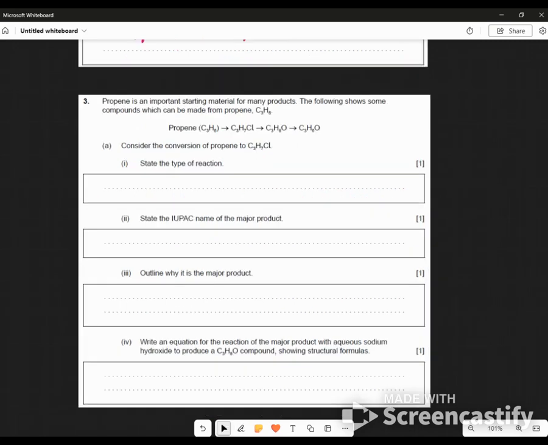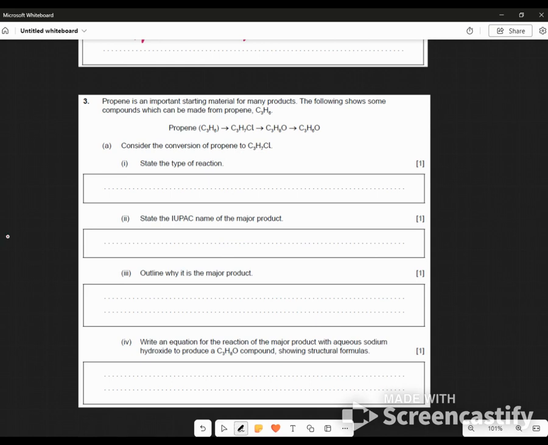A nice bit of organic for us now. This is quite straightforward, isn't it? So let's have a look. Propane is an important starting material for many products. The following shows some compounds which can be made from propane. There you go. State the type of reaction there.